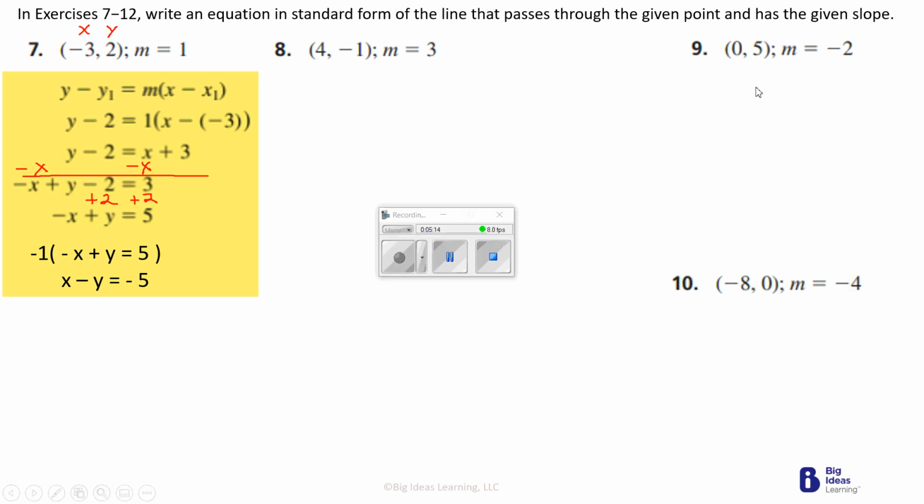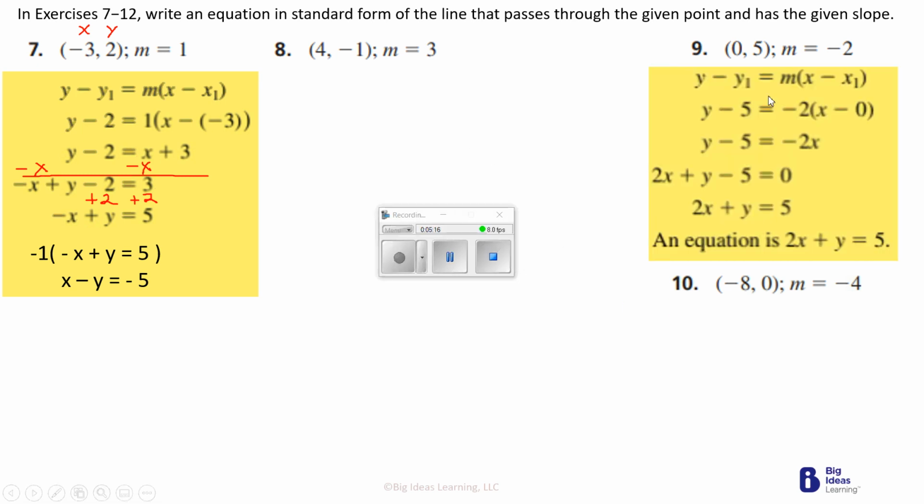We're doing the same thing. Okay, we are putting it in point slope form. M is now -2, x is now 0, y is now 5, so now it becomes a -5 and a -0. -2 times x is -2x. -2 times 0 is nothing, so nothing came down.